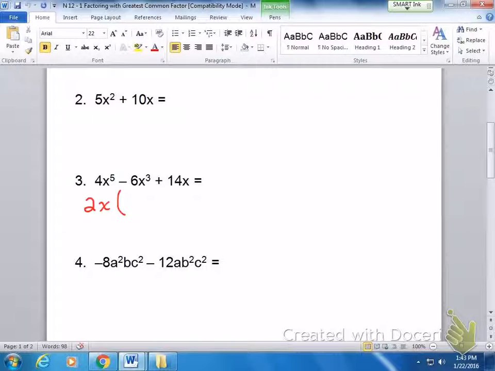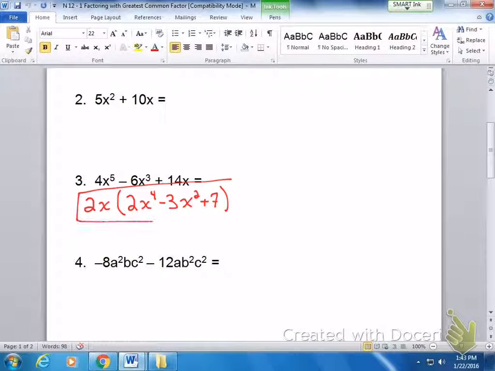Now I start with my numbers. 4 divided by 2 would give me 2. x to the 5th divided by x would give me x to the 4th. Now I have negative 6 divided by 2 gives me negative 3, and x cubed divided by x gives me x squared. 14 divided by 2 gives me plus 7, and the x divided by x cancels.